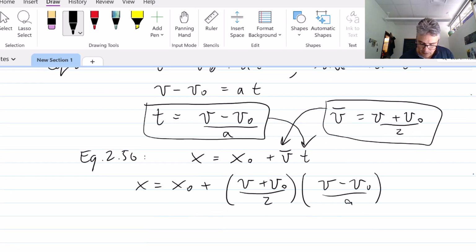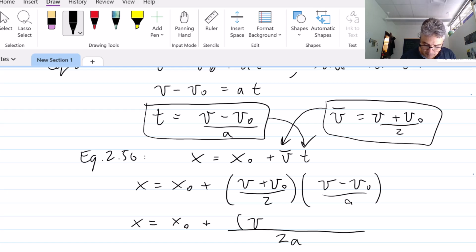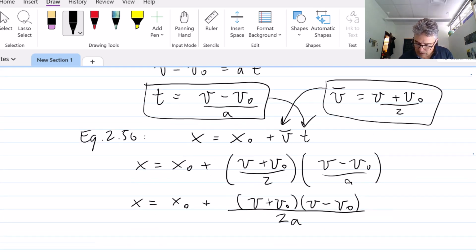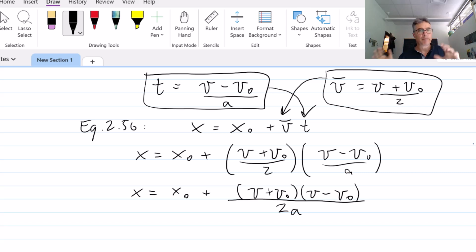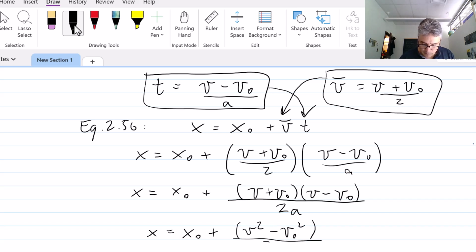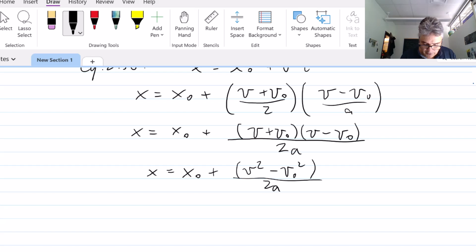And so, I don't know if you remember your algebra, x is equal to x0 plus 2a is on the bottom, and we've got v plus v0 times v minus v0. So when you take a plus b multiplied by a minus b, you end up with a squared minus b squared. So x is equal to x0 plus v squared minus v0 squared all over 2a. Actually, solve this for the final velocity squared.